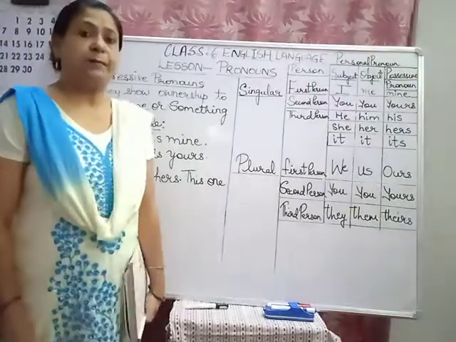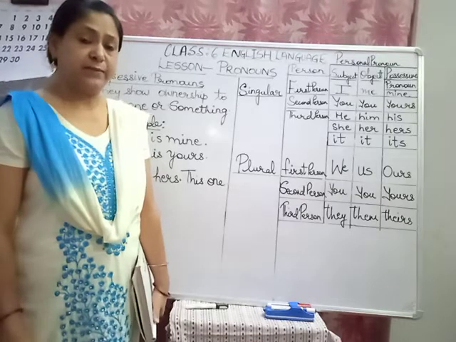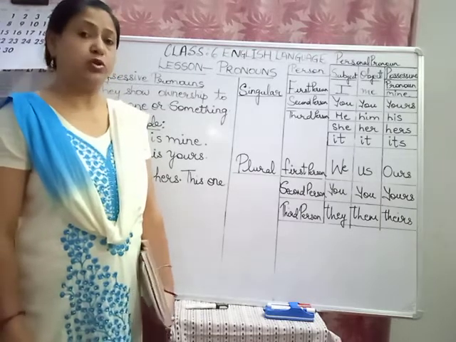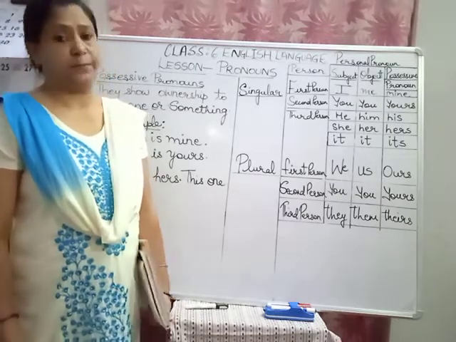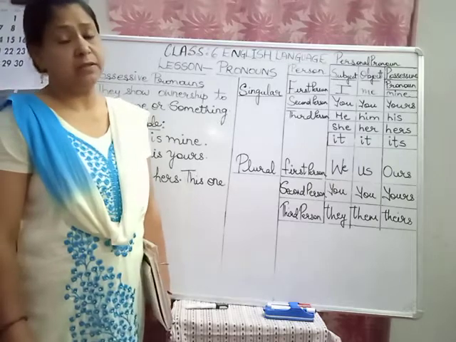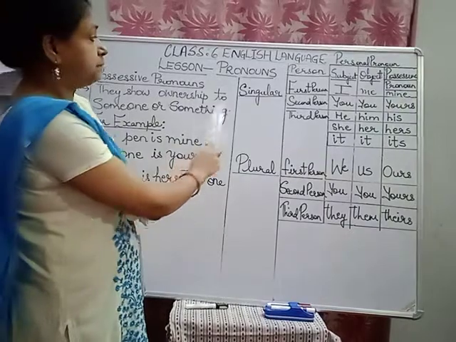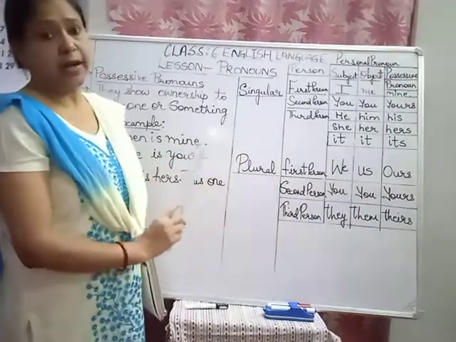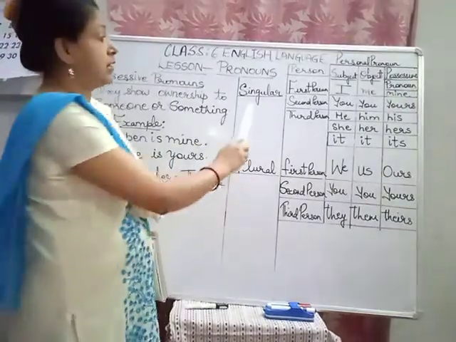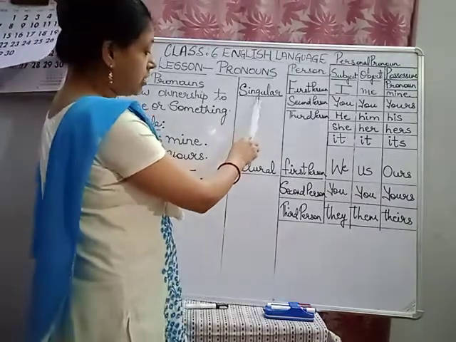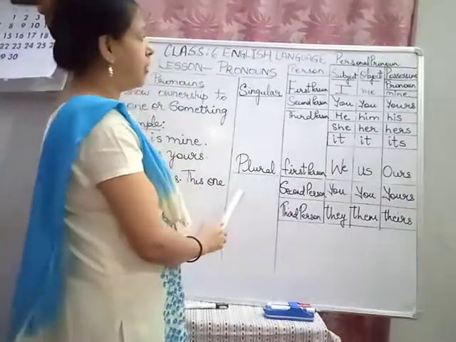So children, what is a possessive pronoun? It shows the things which belong to the owner, the ownership of a person, thing or someone. Let's see what the possessive pronoun is in singular and in plural form.